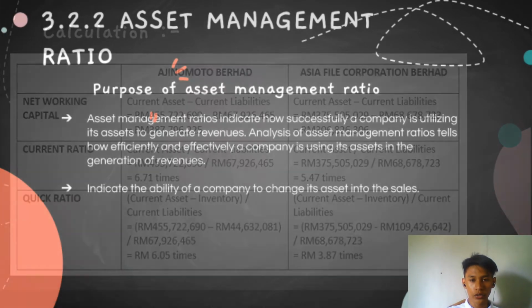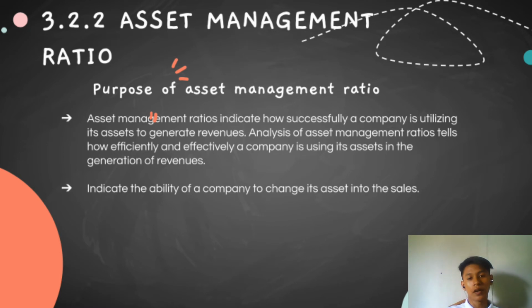The second ratio is asset management ratio. The purpose of asset management ratio is to indicate how successfully a company is utilizing its assets to generate revenues. Analysis of asset management ratio tells how efficiently and effectively a company is using its assets in the generation of revenues. Asset management ratio indicates the ability of a company to change its assets into sales.